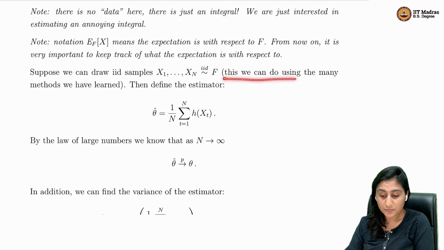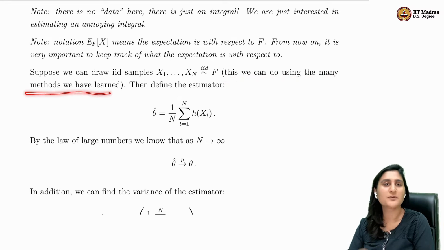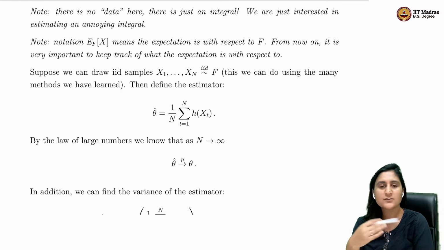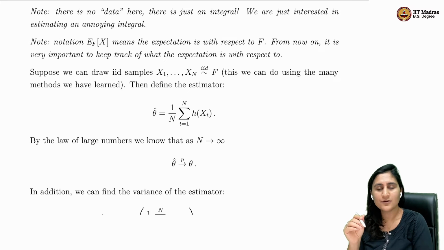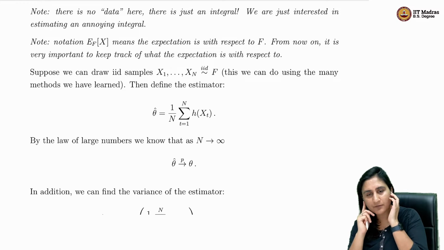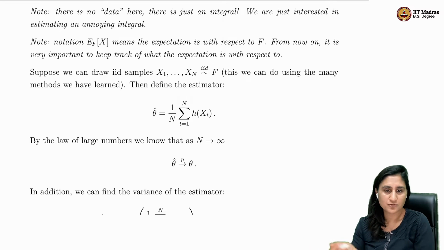And again, this we can do using probably the many methods that we've already learned. Let's say f is the normal distribution, or the gamma distribution, or exponential, or Cauchy, or maybe even chi-squared. We have learned methods of sampling from various distributions. And let's say I get IID samples from this distribution.